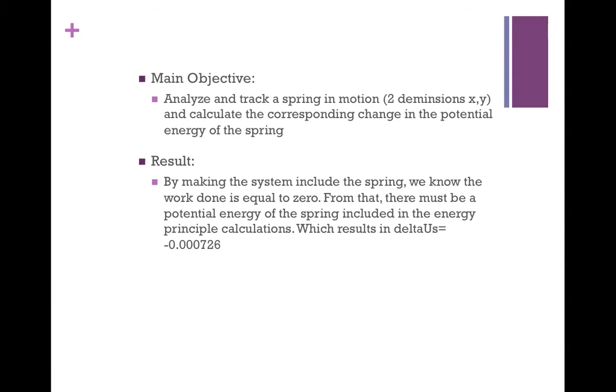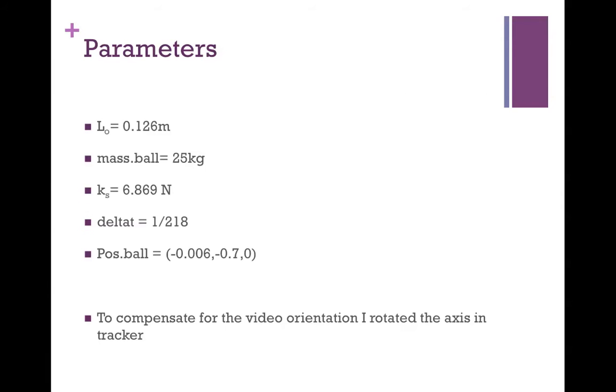So my result was, by making the system include the spring, we know that the work done is equal to 0, and from that there must be a potential energy of the spring included in the energy principle calculations, which gives us the result that the delta U is negative 0.000726. These are the parameters I used to calculate.